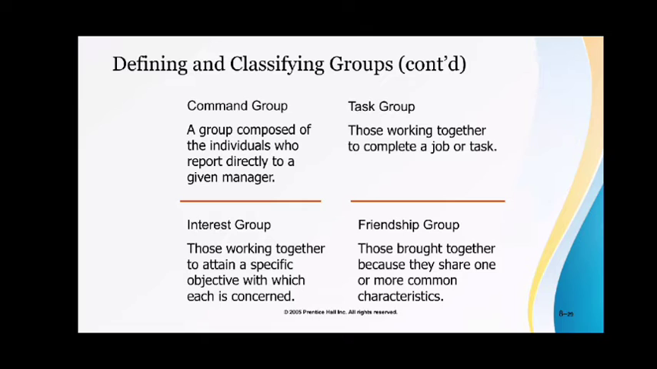And the last one is the friendship group. Those brought together because they share one or more common characteristics. Friendship groups are groups of people who have come together because they share common ideas, common interests, or other similarities, like age or ethnic background. Members enjoy each other's company and often meet after work to participate in these activities. For example, a group of employees who form a friendship group may have an exercise group or a potluck lunch once a month.